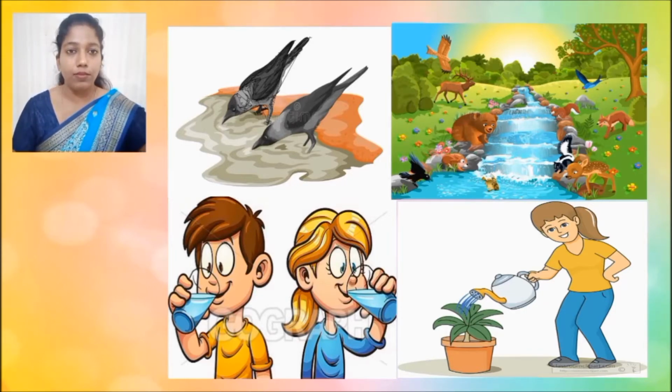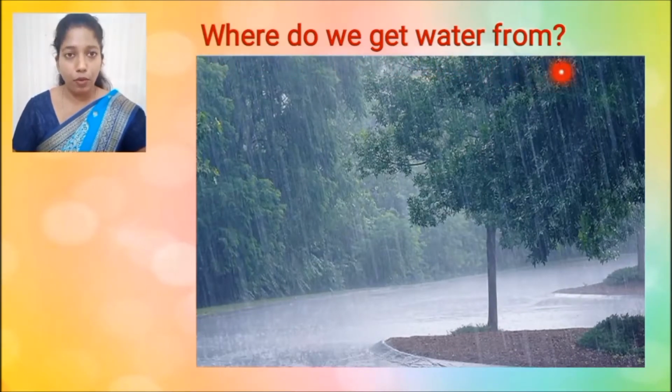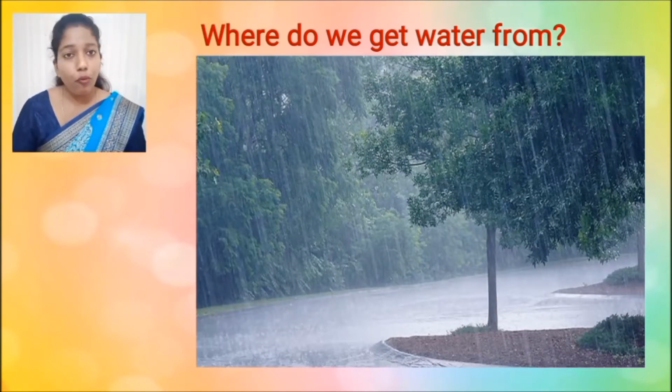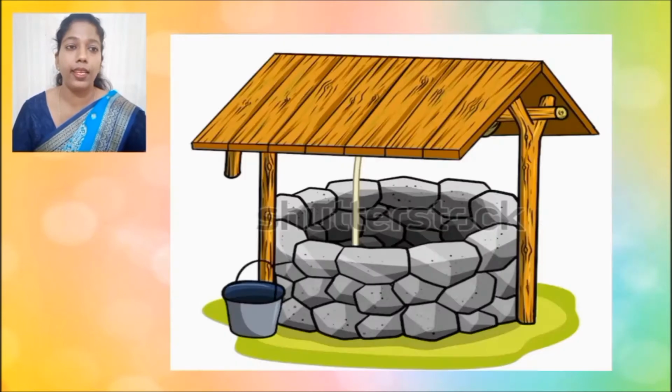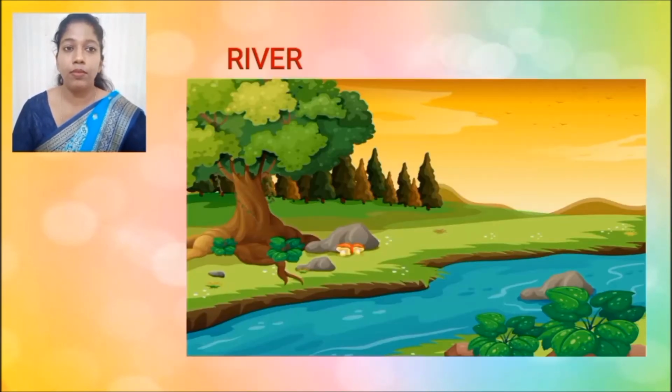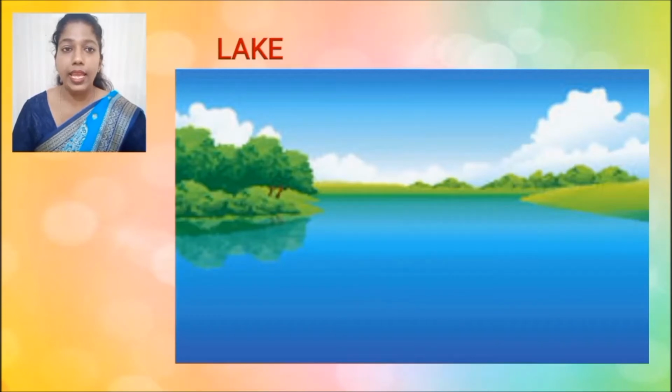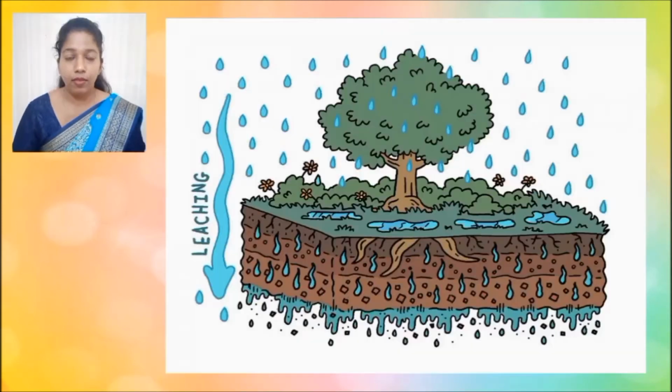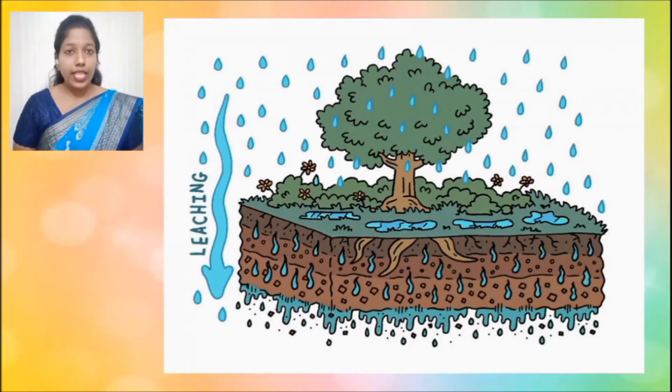Let's see next. Where do we get water from? As we know, we get water from the rain. The rainwater fills our water sources like well, river, lake, pond, sea, ocean. Rainwater also seeps under the ground. It is called groundwater. Can we drink the water that is under the ground? Yes, we can drink it and use it for various activities.